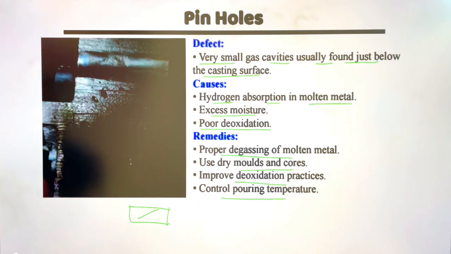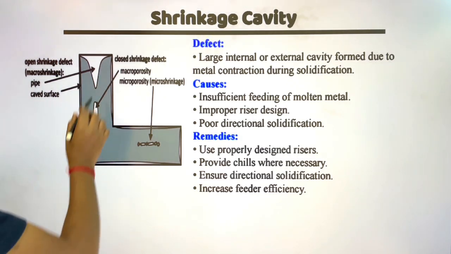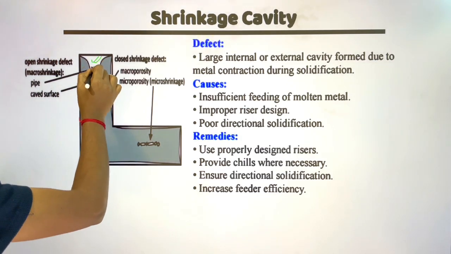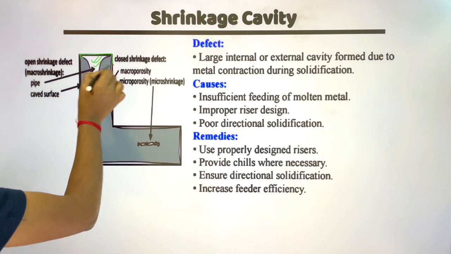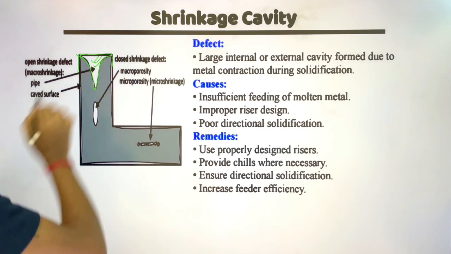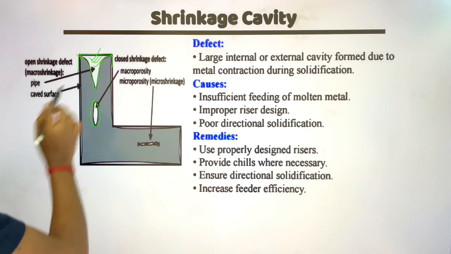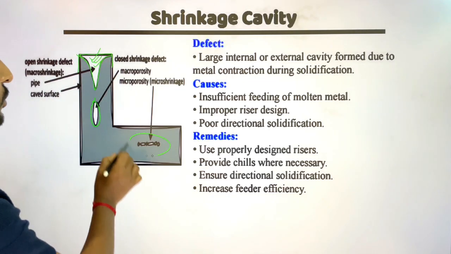So next one is the shrinkage cavity. So what is shrinkage cavity? In this figure we can clearly view this is the shrink. This is the shrinkage. The product must be like this, but due to shrinkage cavity the metal shrinks into this shape. This portion is blank. Also this portion is blank. These are the shrinkages. This portion also.